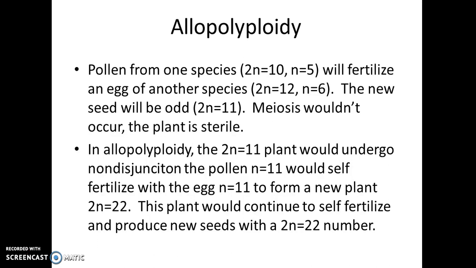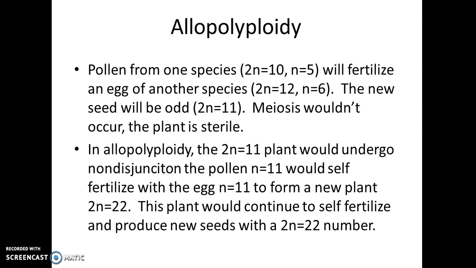Allopolyploidy is a little more complex. So pollen from one species, let's say that the 2N number is 10, so that means the N number, the haploid number, will be 5. It will fertilize an egg of another species, but that 2N diploid number is 12, so the haploid number would be 6. The new seed will have an odd set of chromosomes, 2N equals 11. And if meiosis were to happen, the chromosomes couldn't line up during meiosis because there'd be an odd chromosome out. So the plant would be sterile.